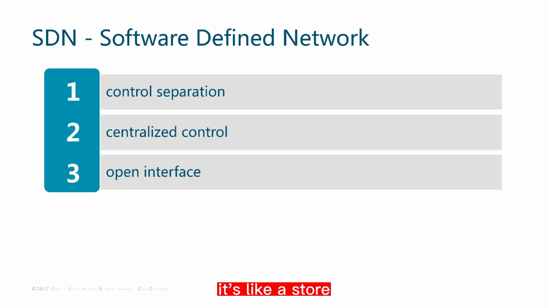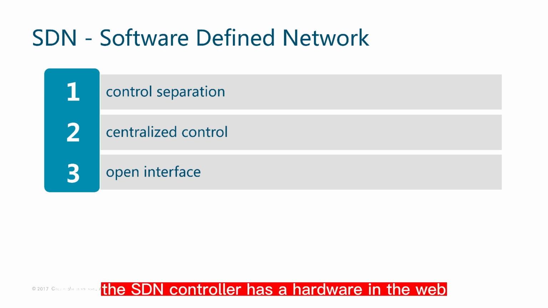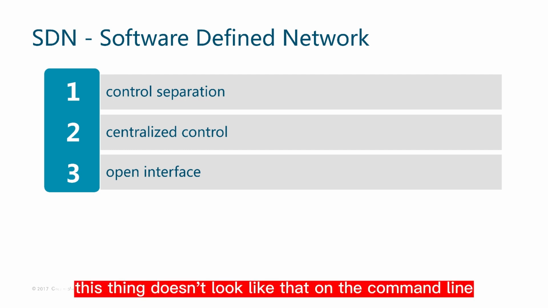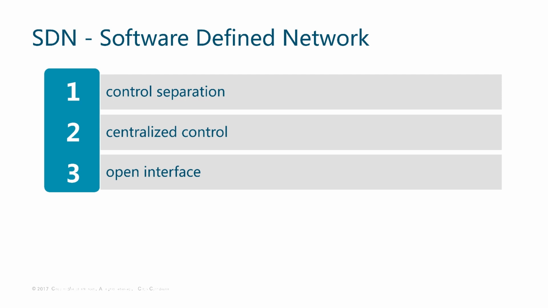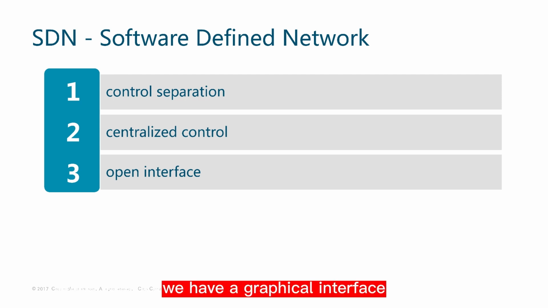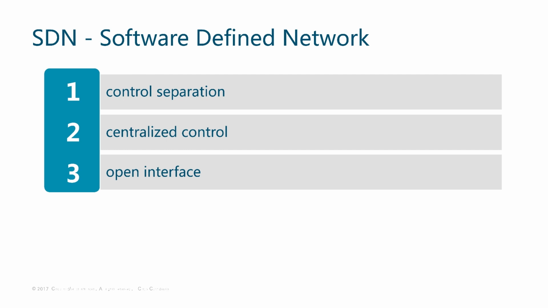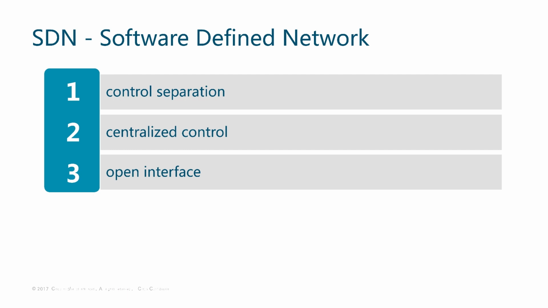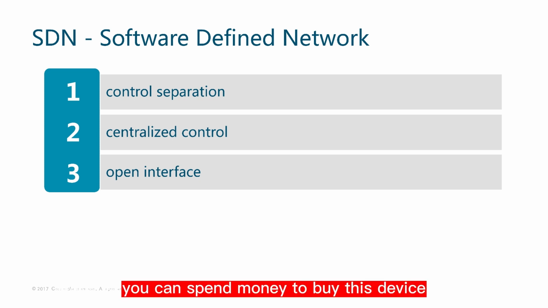It's like a store. The SDN controller hardware has a web interface. Everyone can see the interface intuitively. It doesn't look like the command line. No need for that. We have a graphical interface, and people can come in for development. We call it support for third-party development. It is equivalent to accessing more developers. Now that it's opened up, if the user wants to use it, you can spend money to buy it.